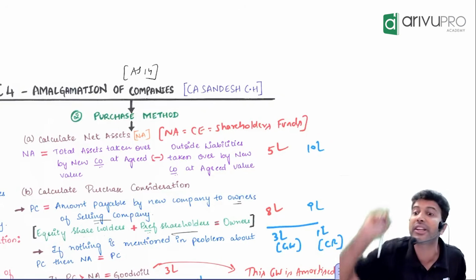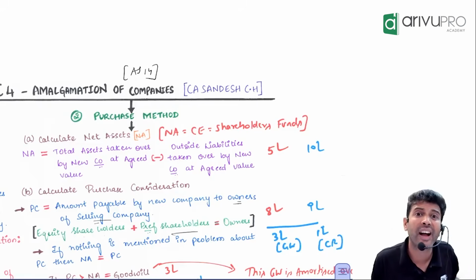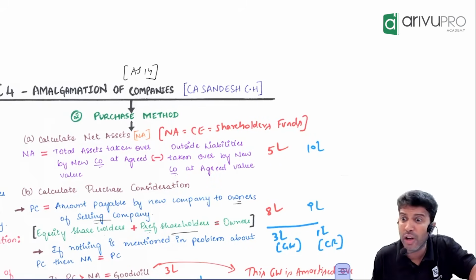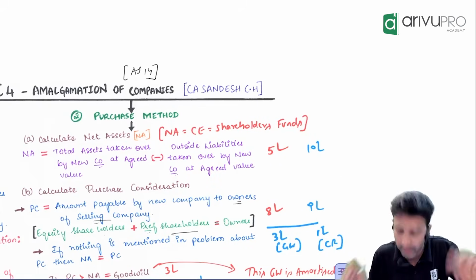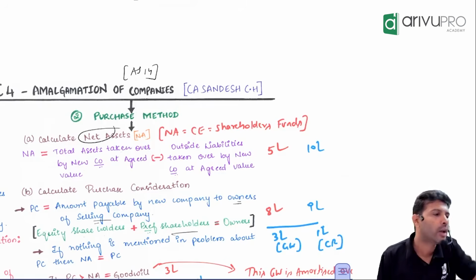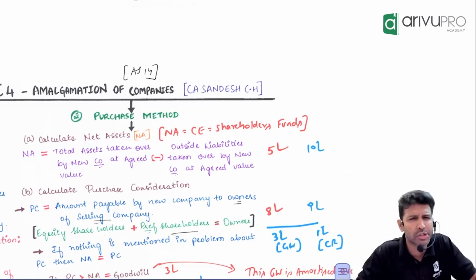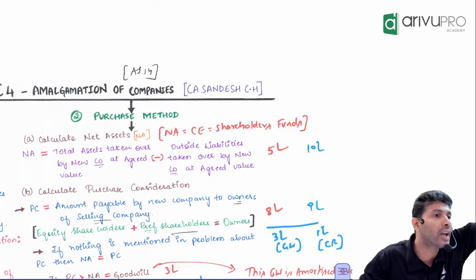One company is purchasing another company, right? So the selling company's assets will be taken over at book value or market value? Market. That's the reason for net asset calculation. We always take not the book value, but the agreed value, which here refers to basically your market value. It's a negotiated value which will be provided to you in the question.